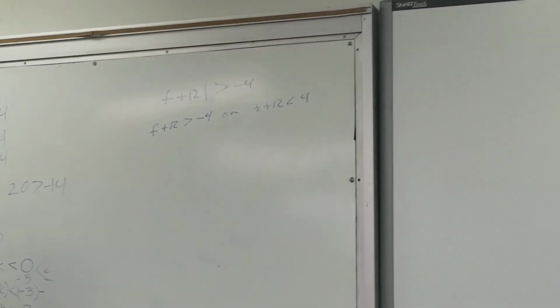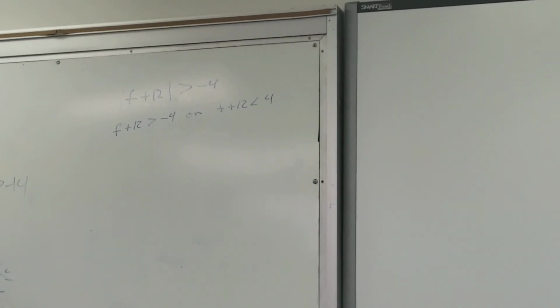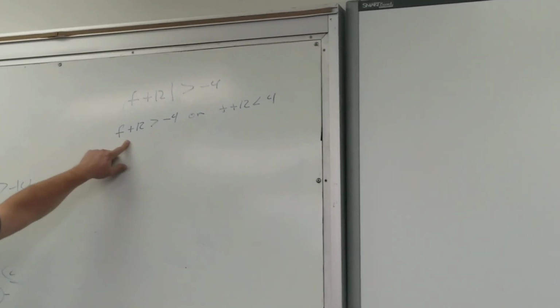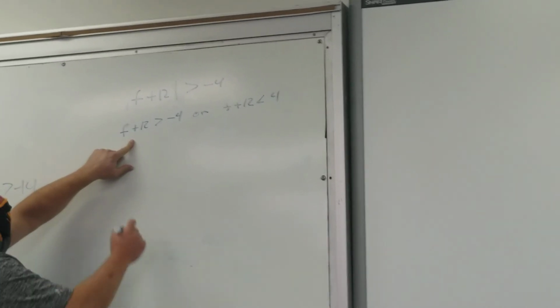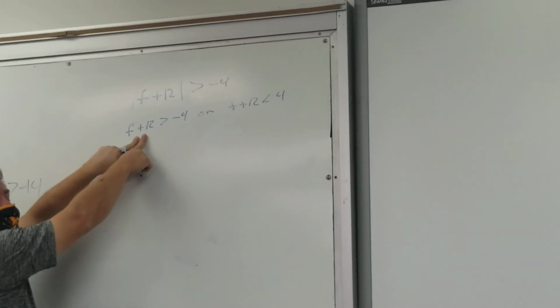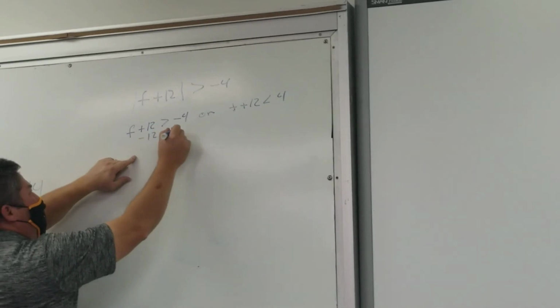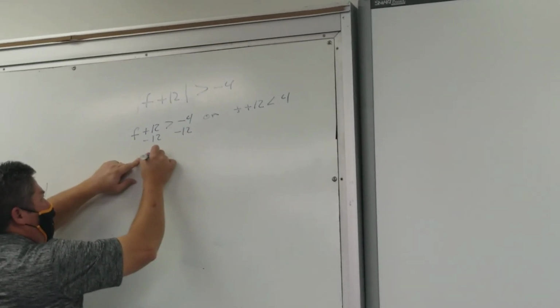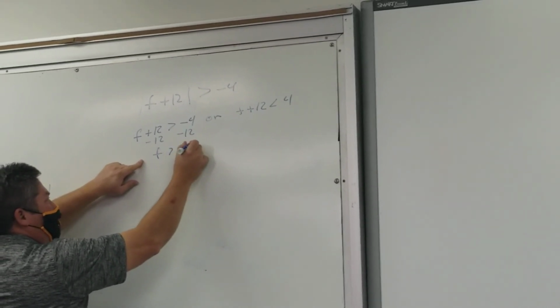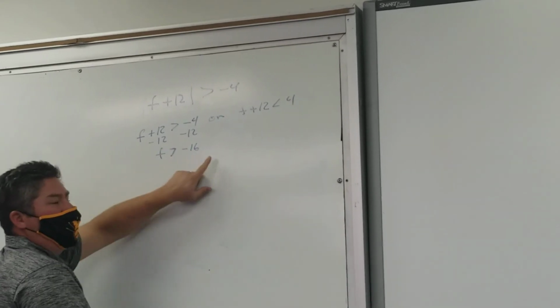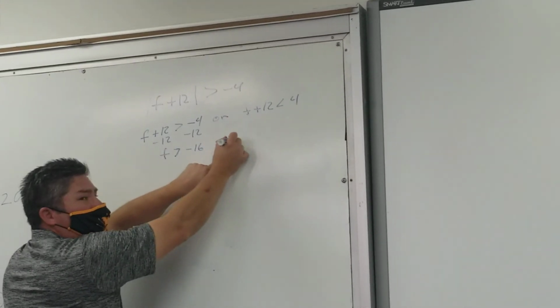Excellent job. Now we're going to have Sally solve it for us. What should I do on both sides? Plus 12? It already is plus, so minus 12. Always do the opposite. So f is greater than negative 16. Leave that or in there.